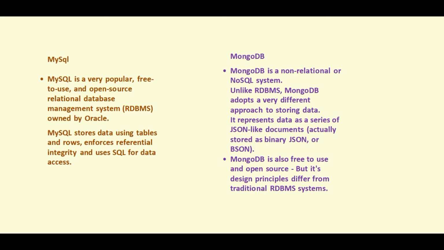And MongoDB is a non-relational or NoSQL system. Unlike RDBMS, MongoDB adopts a very different approach to storing data. It represents data as a series of JSON-like documents. MongoDB is also free to use and open source, but its design principles differ from a traditional RDBMS system.